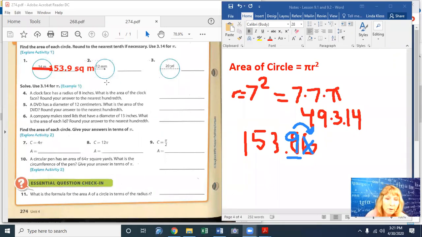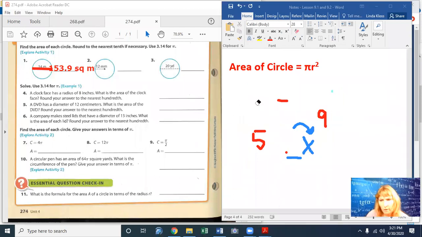The next one, you're given the radius of 12 millimeters. So how do we do it? Pi r squared is our formula. Don't get that mixed up with the circumference formula of 2 r pi. That's 2 times the radius, not the radius squared. A lot of people mix that up. So we have 12 is our radius. It's already given as a radius. So 12 squared times pi.